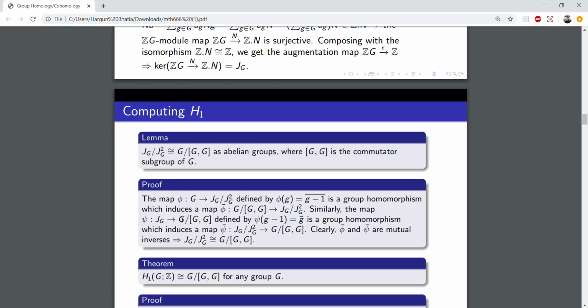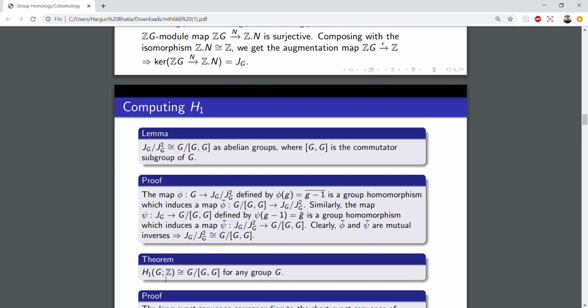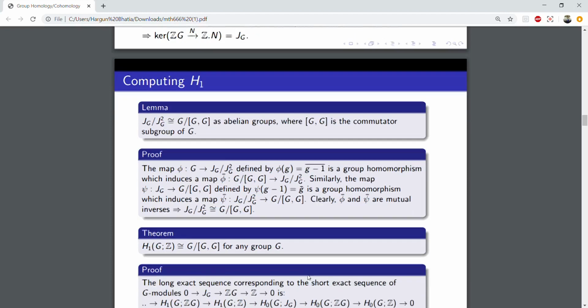Similarly, you can define a map in the opposite direction from JG to the abelianization of G, which sends a basis element, g minus 1, to g bar. And again, you can check it's a group homomorphism, which induces a map from JG mod JG squared to the abelianization. And clearly, these maps are inverses of each other, which shows that these are isomorphic. Now, this observation helps to prove that the first homology of G with coefficients in Z is nothing but the abelianization of G for any group.